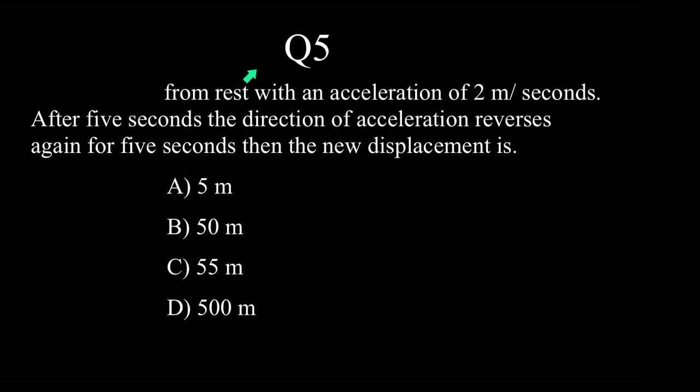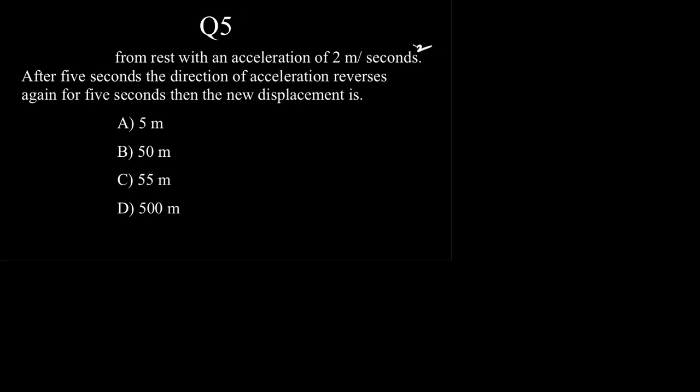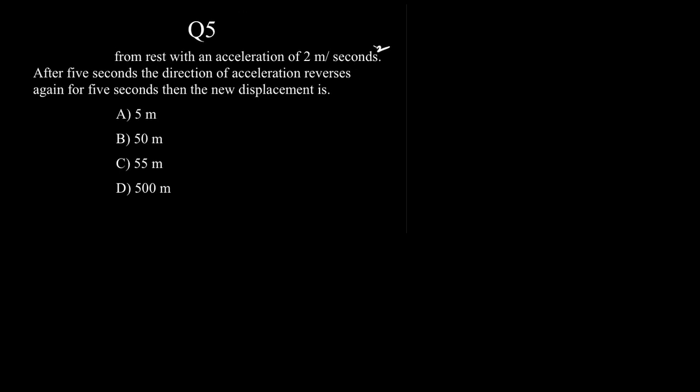An object starts from rest with an acceleration of 2 meter per second. No, this is not 2 meter per second square. After 5 seconds, the direction of acceleration reverses again for 5 seconds. Then the new displacement is. This is a really good question. I'll just give the diagrammatic representation first and then we'll solve it.